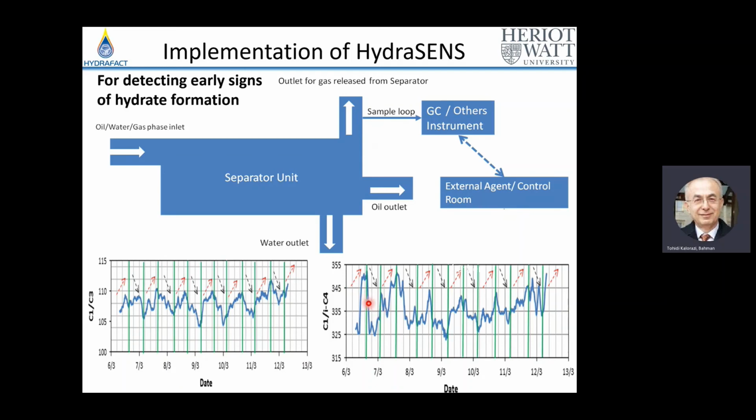So here you see that when it goes up, hydrate is forming; when it goes down, hydrate is melting. Here it is forming, here is melting. And after further analysis, we noticed that hydrate is forming during nighttime and melting during daytime in the pipeline. The separator is not only 10 days.